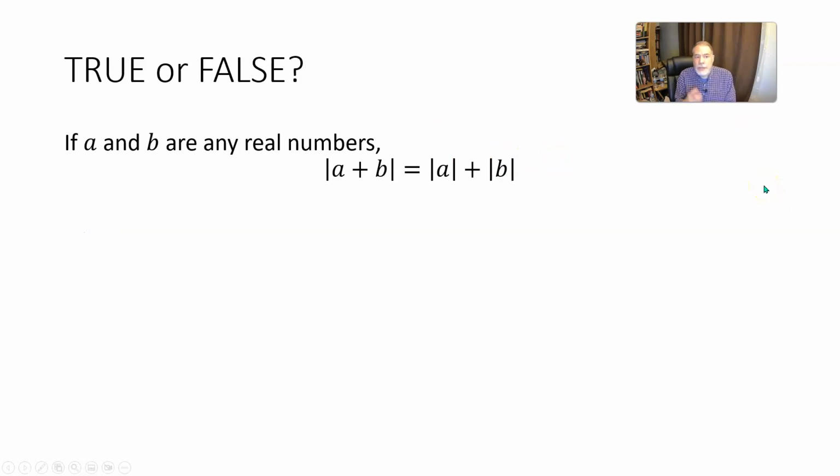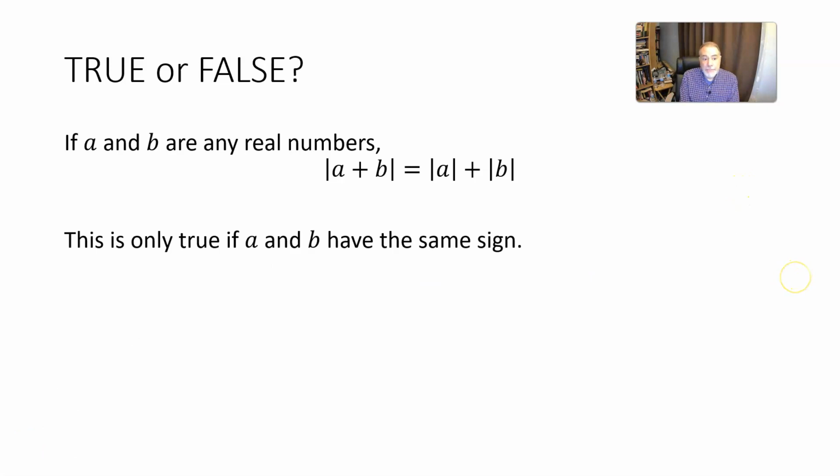Well, what about this? Is it true or false that the absolute value of A plus B equals the absolute value of A plus the absolute value of B? Well, this is true only if those two numbers have the same sign. That is, if they're both positive or both negative. For example, the absolute value of -3 plus -4. We can add them together first and get -7, whose absolute value is 7. Or we can take absolute values first. Absolute value of -3 is 3. Absolute value of -4 is 4. 3 plus 4 is 7.